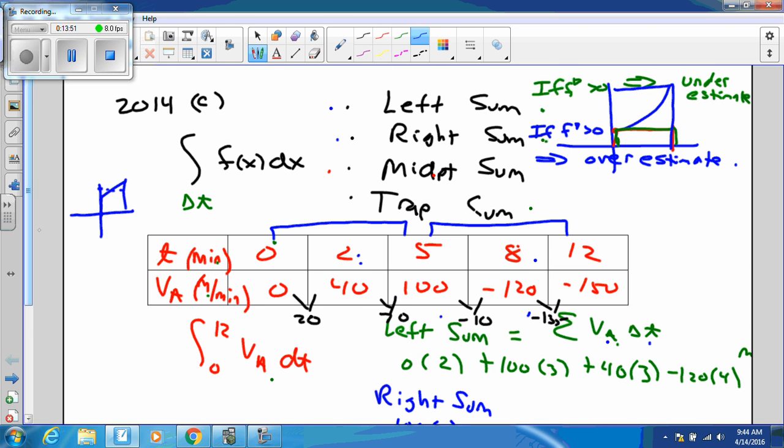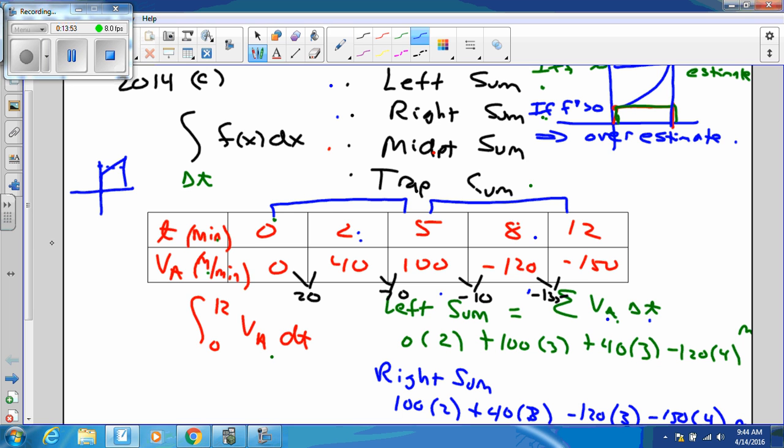What about the trapezoidal sum? Let me do that in black. My trapezoidal sum with one subinterval right here is clearly an overestimate. Why? Because my curve, being concave up, goes below the secant line, not the tangent line.